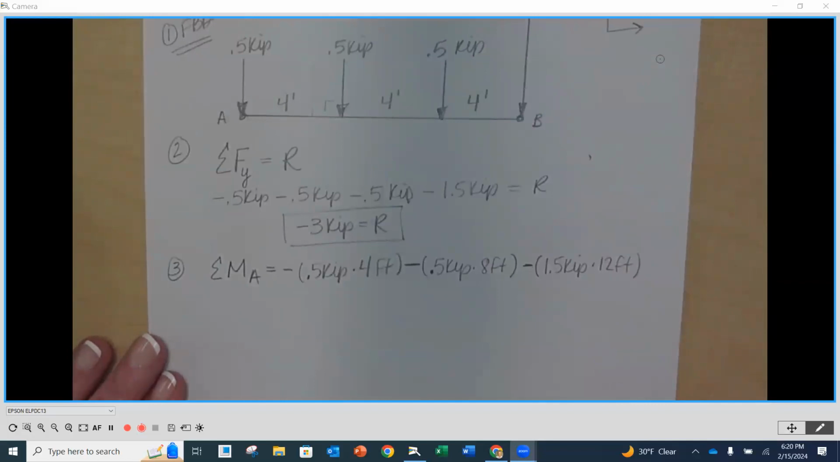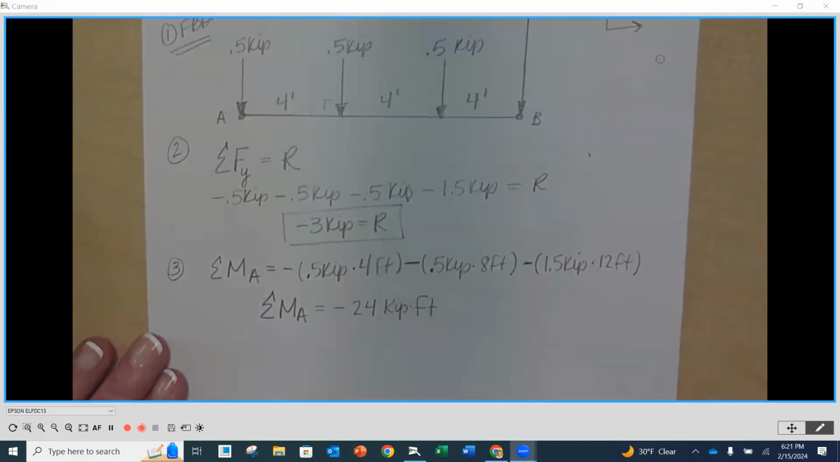William's got it already. Yay. That sounds like the right number. So if I take my moment around A and multiply these out and add all the negatives, I should get minus 24 kip feet. Excellent. And then just get a confirmation on that. Got it. Awesome. Thank you.